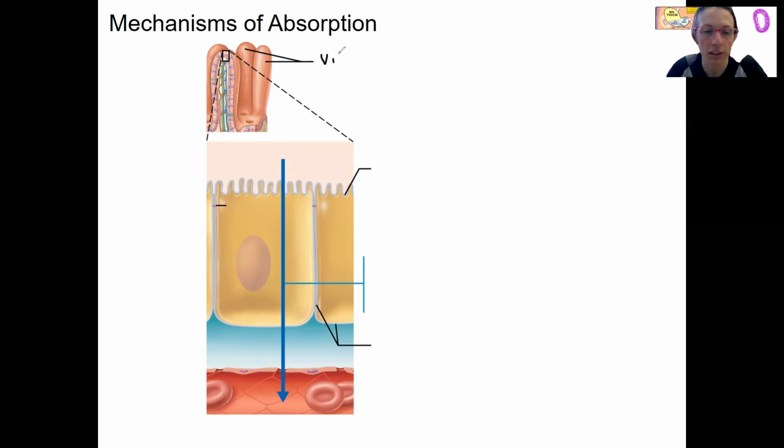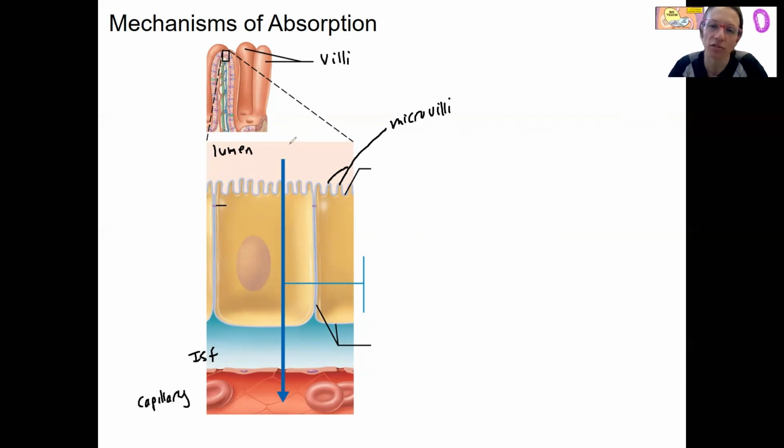Here is the villi, right? Multiple villus. This, I'm going to actually just do that one, is a microvillus. If we have more than one, there we go. This is the lumen of our intestine, where chyme, which becomes more and more digested as we go through, is located. We've got interstitial fluid, and then we've got a capillary. Our goal is to get stuff, let's just put nutrients for now, from the lumen into the capillary.